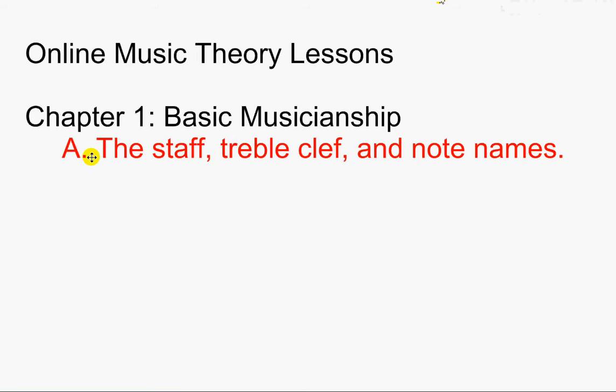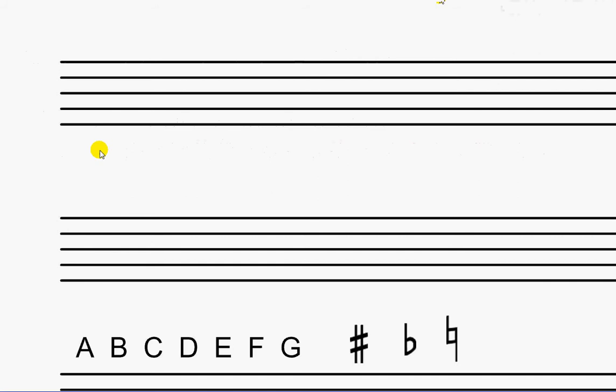We're going to talk today about the basics of music notation, basically, how to write music down. The first lesson is going to cover the staff, the treble clef, and then note names. We're going to get through all three of those in our first lesson. So what we're going to do is take a look at what music looks like when it's written down.